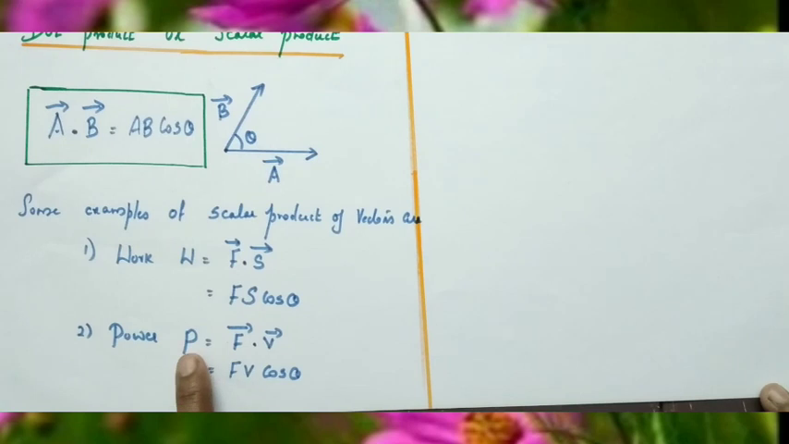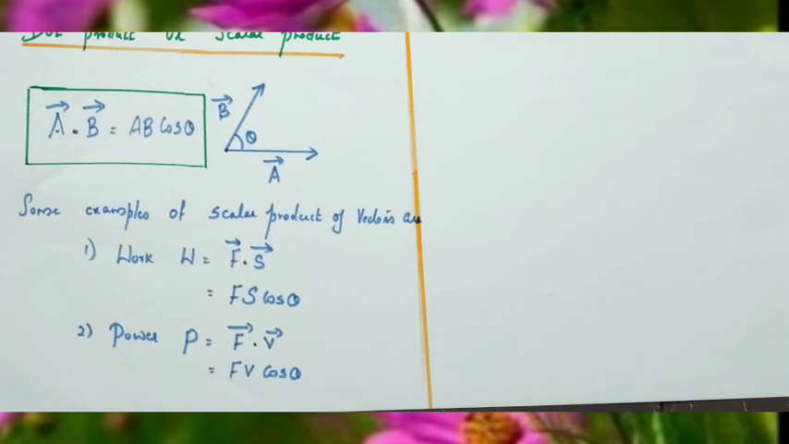Another example is power. Power equals F dot V, force dot velocity, that is called the power. Or F dot V equals Fv cos theta. Here also theta is the angle between force and velocity. So force is a vector, velocity is a vector quantity, but the dot product or scalar product, F dot V, which is power, is a scalar quantity. So these are the main 2 examples for scalar product of vectors.